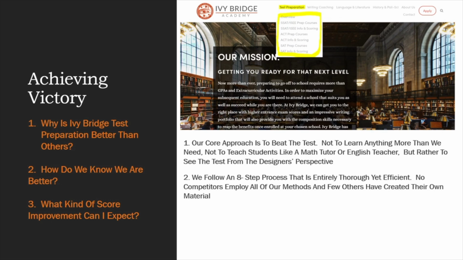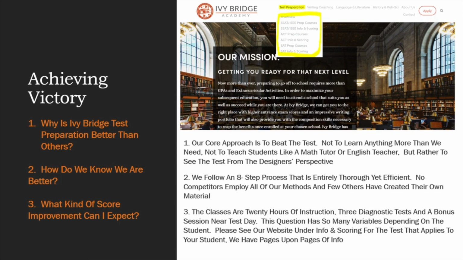And lastly, what kind of score improvement could be expected? The classes are 20 hours of instruction with 3 diagnostic tests and a bonus session near test day. We also have a homework session every Friday to answer any questions before class on weekends. This question, though, about what score improvement can be expected, has so many variables, especially depending on the student. So please see our website under Info and Scoring for the test that applies to your student. We have pages and pages of information on this sort of thing.